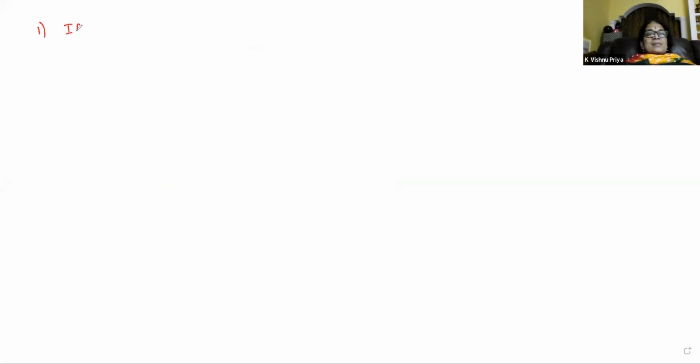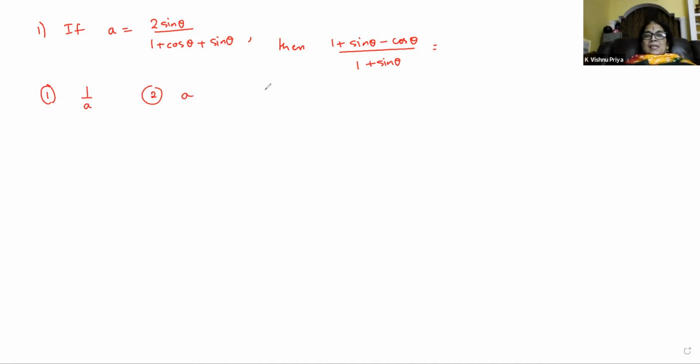This is like this. If A is equal to 2 sine theta by 1 plus cos theta plus sine theta, then you have to find (1 plus sine theta minus cos theta) by (1 plus sine theta), the value of it. And the options are, first option is 1 by A, second option is A, third option is 1 minus A, and fourth option is 1 plus A.